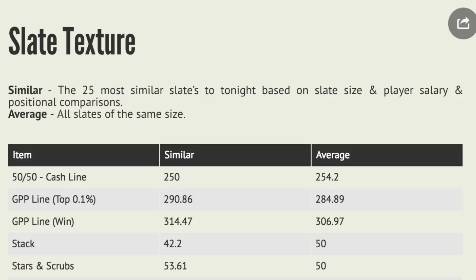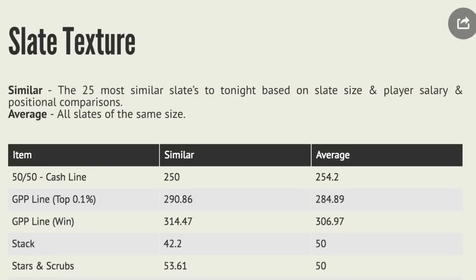I'll go through all the different numbers here. The first item is the 50-50 cash line, which is the average within those cohorts that you need to cash in double-up type contests. The second is the GPP line for the top 0.1%. We also have the winners right below that, the exact winner of these contests, but a lot of these contests are different sizes. So in order to put them all on a level playing field, the one above is the top 0.1%, and you'll see that it's always slightly lower than the winners. Again, it's looking at the similar slates versus the average of that game count.